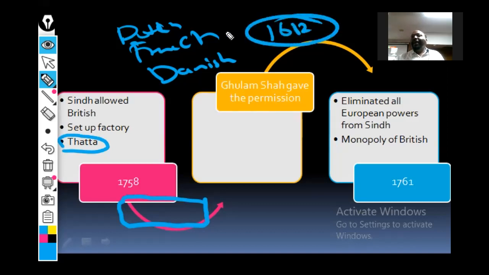Their maritime monopoly got ended. The Portuguese were still there, but they were not a major power, only doing small trade. So now we can see that the British monopolized the trade, and they were the undisputed foreign trading company in Sindh province. By 1761, you can see the British had a monopoly in trade in Sindh.